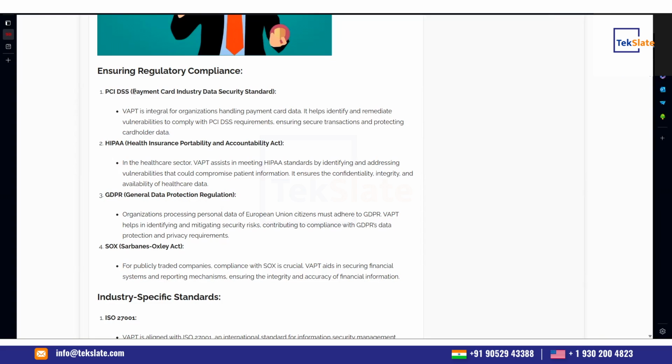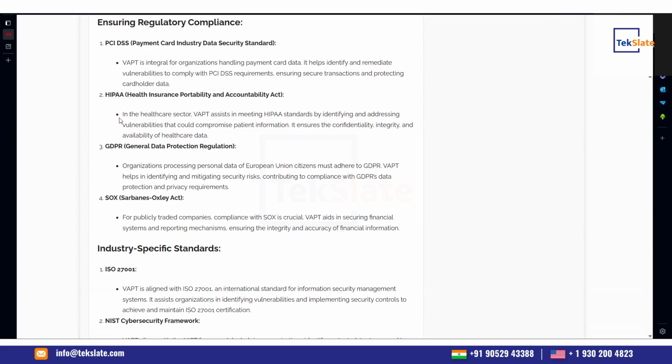If security is not there in the payment card industry, then anyone can steal someone's money, steal the information of the card, and deduct the amount from their bank accounts and all. So this compliance helps in securing the payment card, ensuring secure transactions and protecting cardholder data.